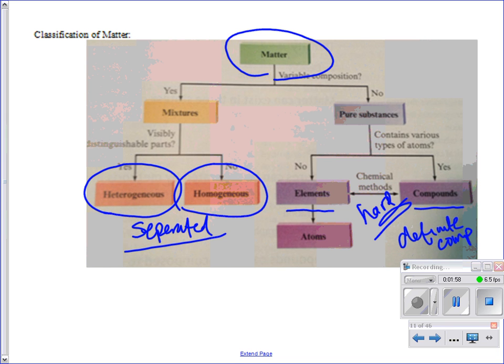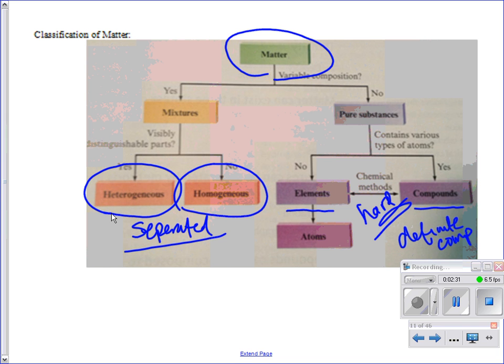Michael said that he could see different things. I want to know what that means. Parts, phases. I was looking for phases. There's obvious phases in a heterogeneous mixture. Yeah, you can see different aspects in it.